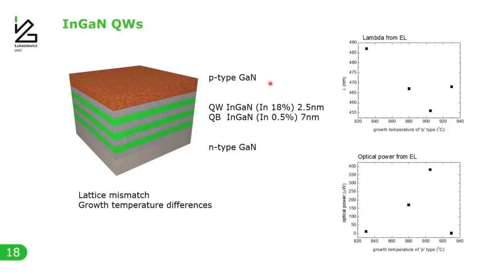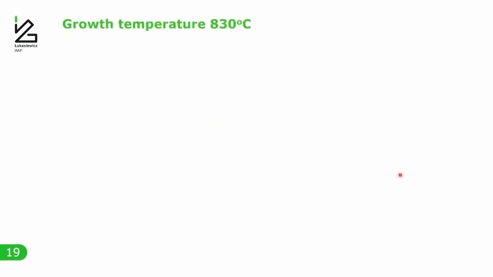So here you can see the optical power, particularly for these samples. As you can see, it's very low when the p-type was grown at low temperature. It starts to increase for higher temperatures, but after some point it suddenly decreased quite a lot. So we can also make the three-dimensional images of these quantum wells, and here are the results.